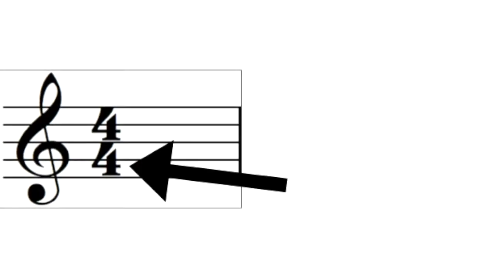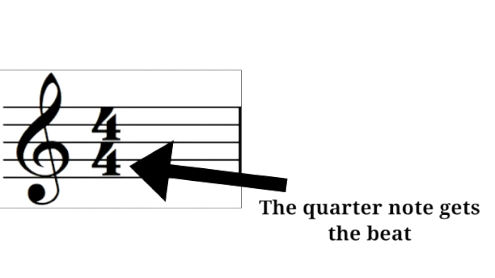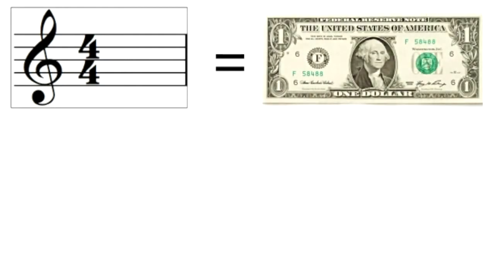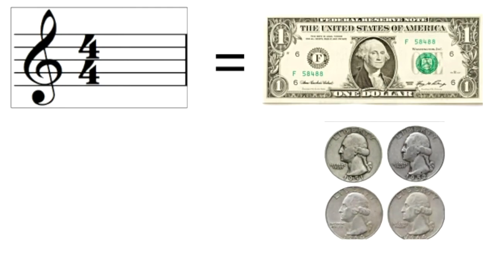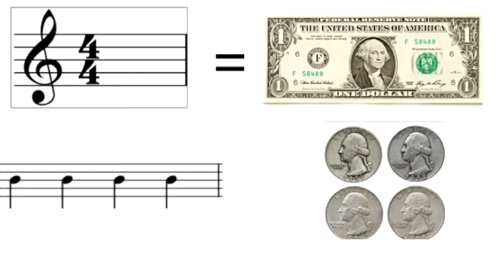Now the bottom number, also the number 4, tells us that the quarter note gets the beat, according to music theory. A good way to understand this is to think of the measure like a dollar. How many quarters are in a dollar? 4. So it's the same idea with a measure, which contains 4 quarter notes, and when you add them all up, you get a full measure or a dollar.